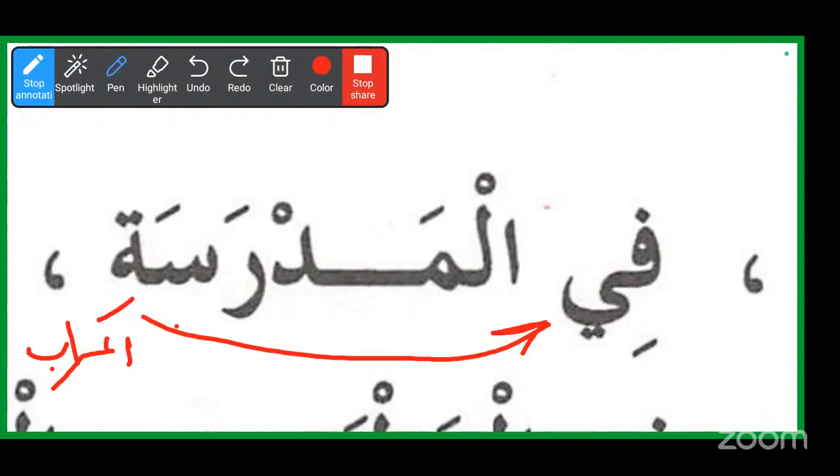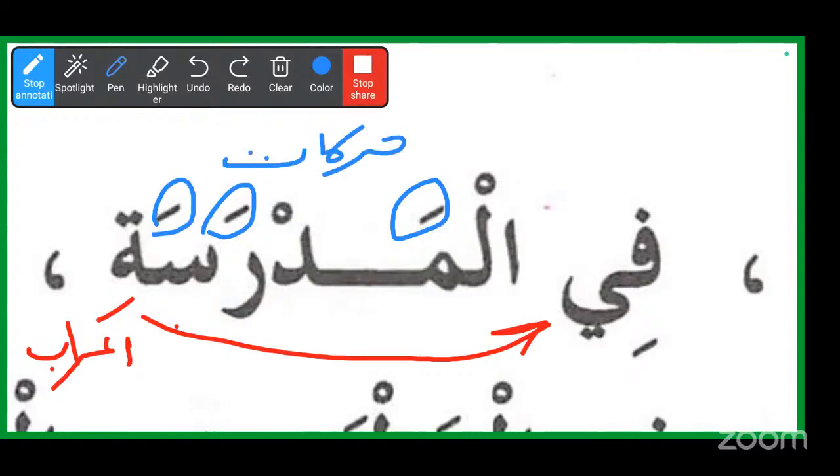So the i'rab is not fixed. It depends on the sentence structure. The harakat are always the same, and i'rab depends on the sentence structure.